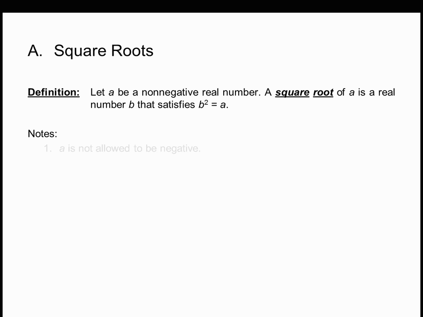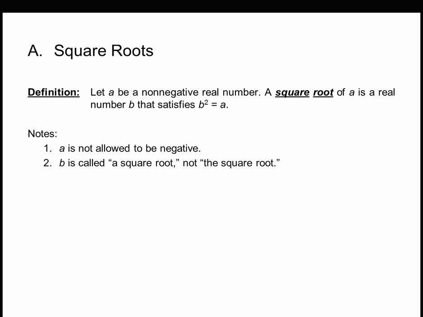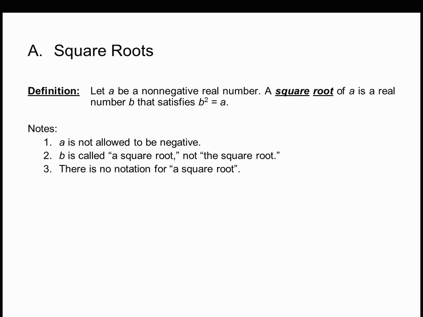Some notes about this. Number 1 says a is not allowed to be negative. We don't take square roots of negative numbers. Number 2, b is called a square root, not the square root. There is a difference. Number 3, there is no notation for a square root. In spite of what you're thinking, there is no notation for a square root. You just have to actually write the words, find a square root of whatever.